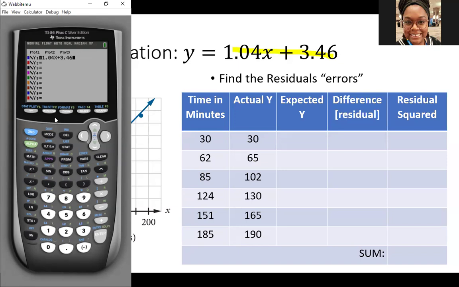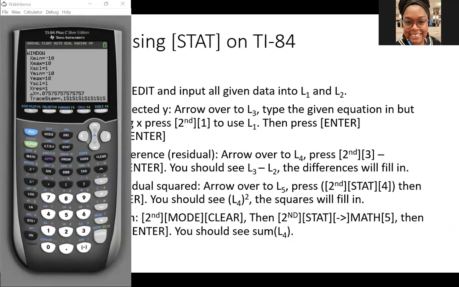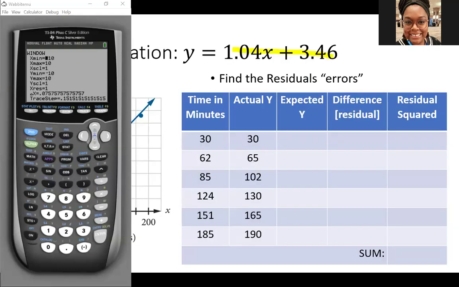Okay, the second thing it said was to adjust my window to guarantee I can see my values. By adjusting my window, I'm going to analyze what my x values are, and what my y values are. My x values are right here, 30, 62, all the way up to 185. So I'm going to make sure that my window is set from 0 to 200. And that's going to ensure that I can see every value in my given domain. Does that make sense? Okay.